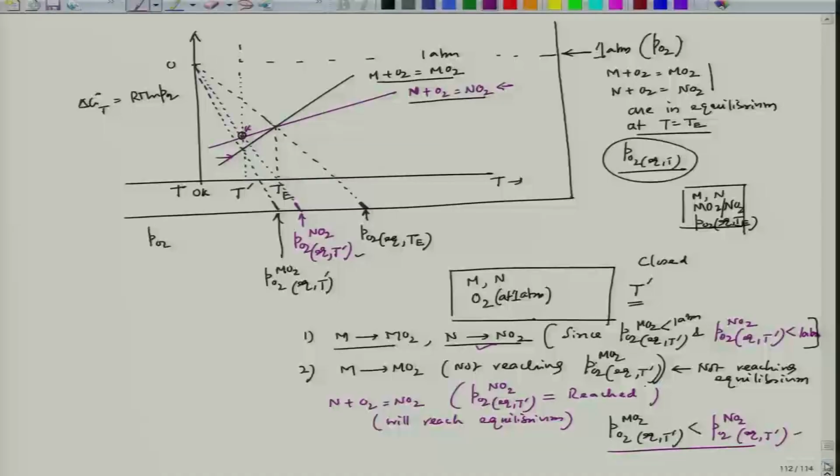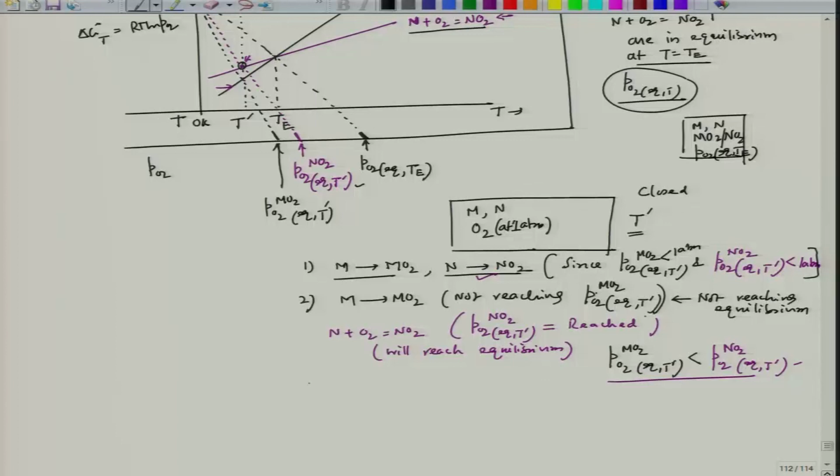So, that is what this will go on. And the third event is MO2 will continue till PO2 tries to reach T prime. So, oxidation of M to MO2 will take the oxygen content further down.